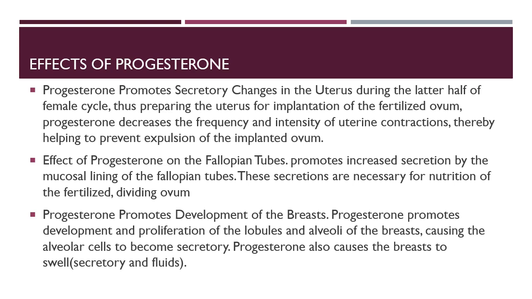Now let's talk about the effects of the second important female sex hormone, which is progesterone. Progesterone effects are very important in the secretory changes in the uterus during the second half of the female cycle, which is the luteal phase. And this prepares the uterus for the implantation of the fertilized ovum. In addition, progesterone decreases the frequency and intensity of uterine contractions. Thereby, it helps prevent the expulsion of the implanted ovum. This is important for conception.